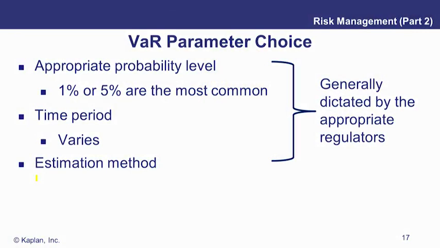So like we said, using 1%, 5%, using 99% confidence level or 95, that's most common with VAR.